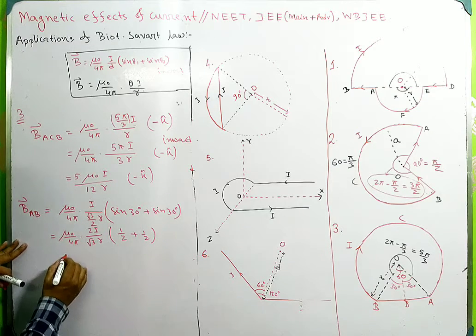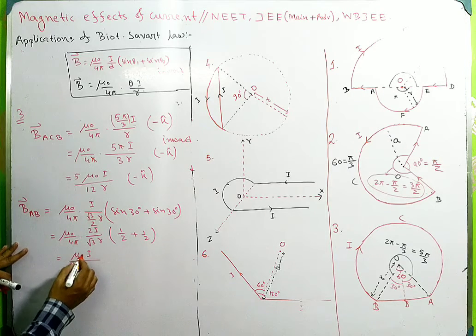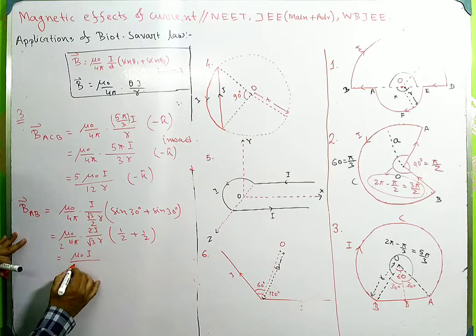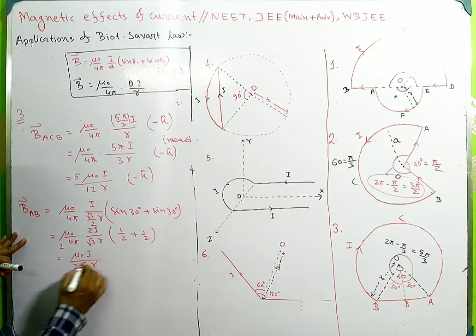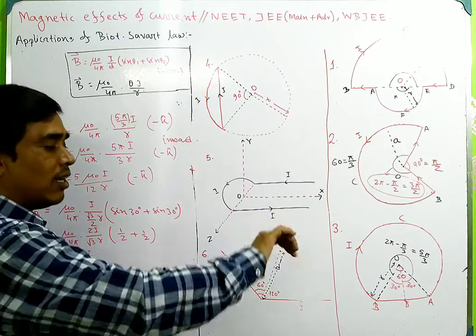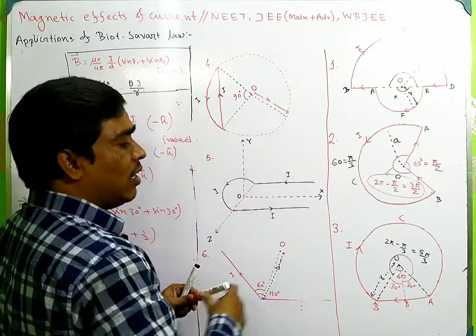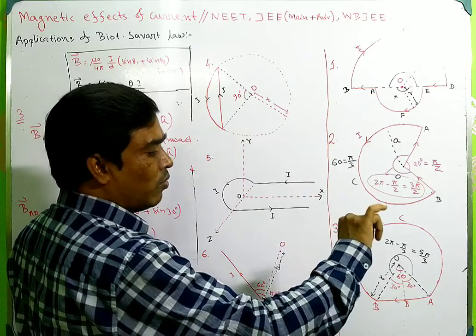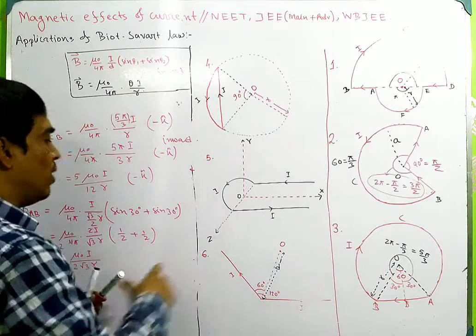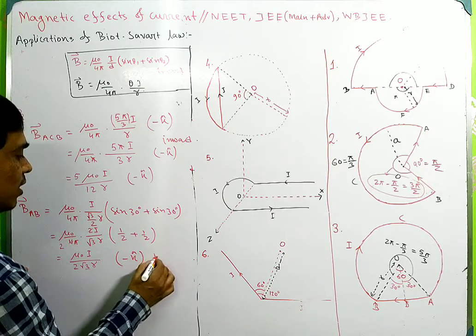So here it will be mu 0 I by, this 2 cancels out, so it will be 2 root 3 R. The direction of the magnetic field is also inward because the direction of current is along this direction. So using the right hand thumb rule, the direction of the magnetic field for this AB portion at point O is inward. So this is also minus k cap, that means inward.